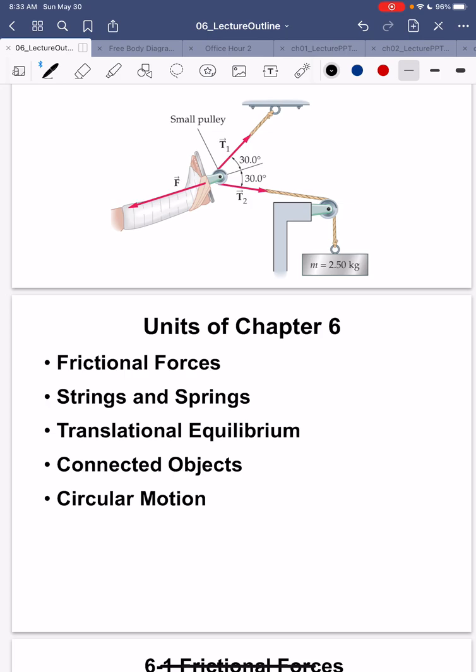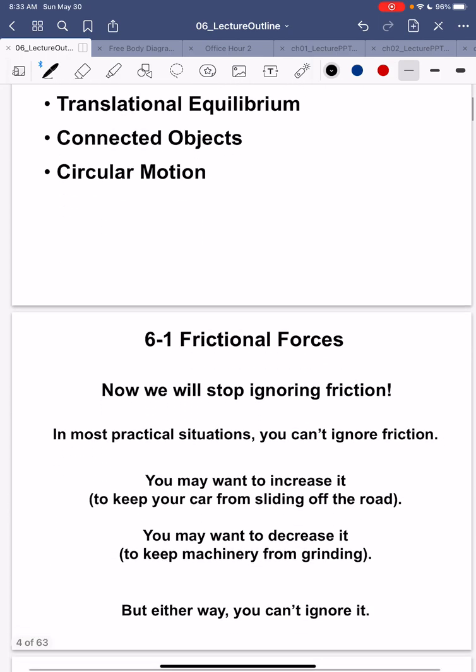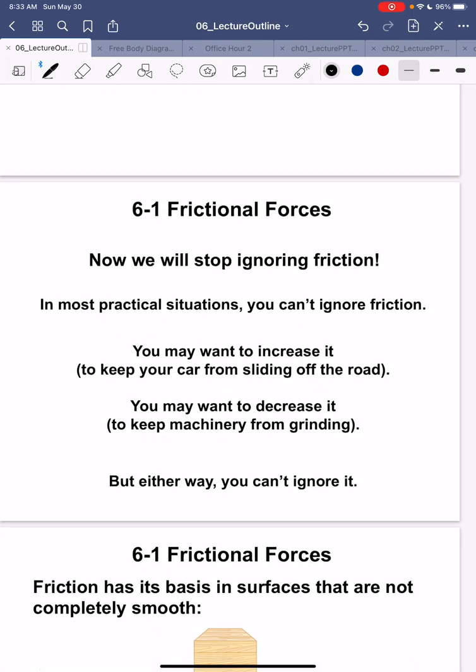And then I will also have to go over some of the connected objects and how we are going to solve. And finally, we are going to go back to a little bit of kinematics, talking about circular motion, and then the dynamics also of circular motion. Okay, then all of these are going to be actually topics that we are going to introduce in this chapter.